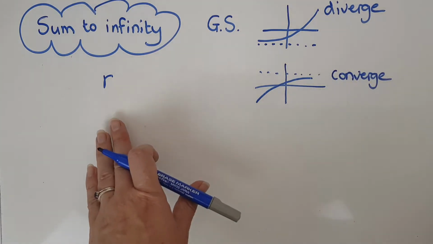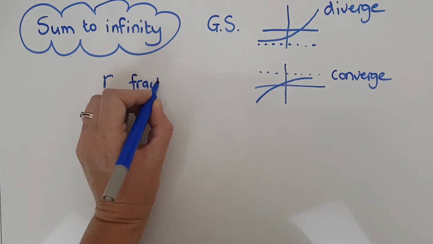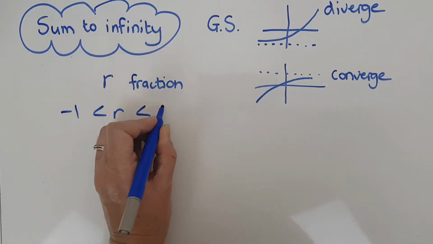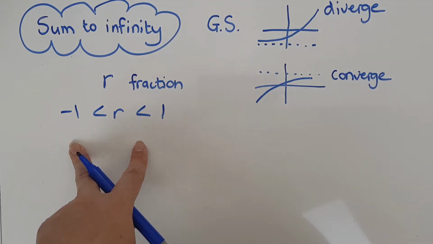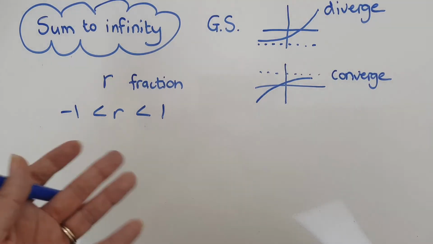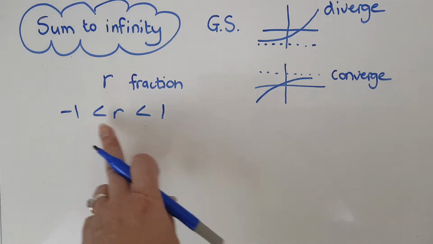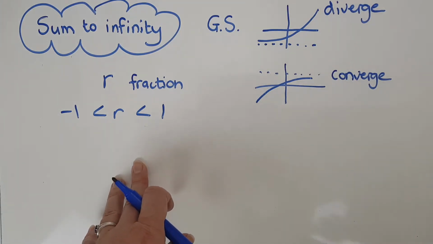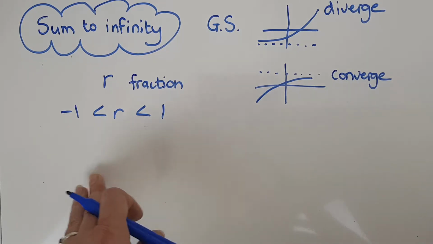But if R is a fraction, which means it's somewhere between -1 and 1. Can it be 1? No, because if it's 1, then you don't have a geometric series or sequence, okay? Because then you're just multiplying by 1 every time and you're just getting one of those patterns that goes 7, 7, 7, 7, okay? So it can't be 1, can't be -1. It's got to be a fraction in between there. It's got to be a proper fraction, okay? And that's one way in which you can test whether something can have a sum to infinity.